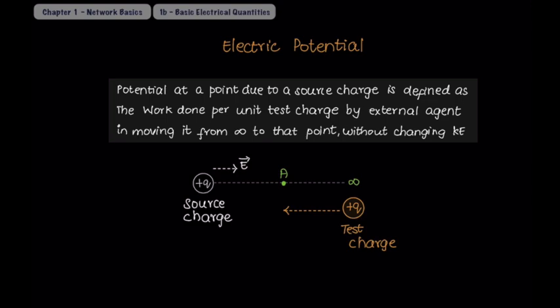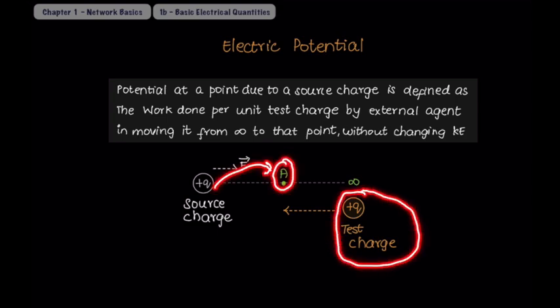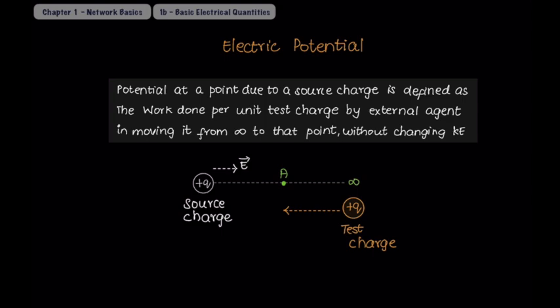So basically, with this definition, electric potential at a point A due to the source charge, we can define it as the amount of work that I need to do to move this unit charge from infinity to this point. So we understood that the potential at a point away from the source magnet will be lesser than the potential at a point which is closer to the source magnet. Same applies for the source charge also.